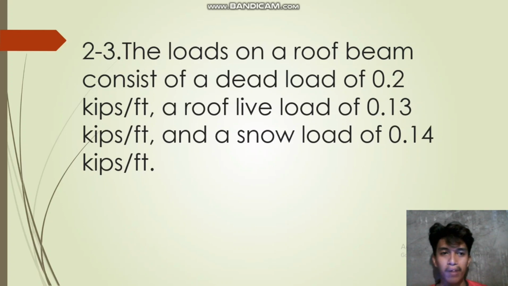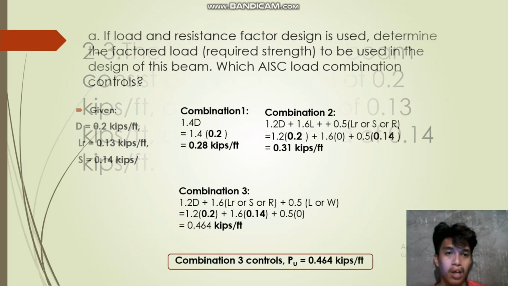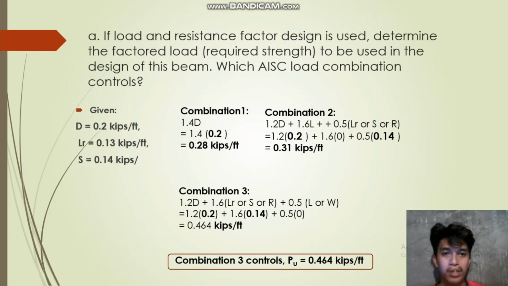The loads on a roof beam consist of a dead load of 0.2 kips per feet, a roof live load of 0.13 kips per feet, and a snow load of 0.14 kips per feet. Next, letter A. If load and resistance factor design is used, determine the factored load, required strength, to be used in the design of this beam, which AISC load combination controls. Given: dead load is equal to 0.2 kips per feet, roof load is equal to 0.13 kips per feet, snow load is equal to 0.14 kips per feet.